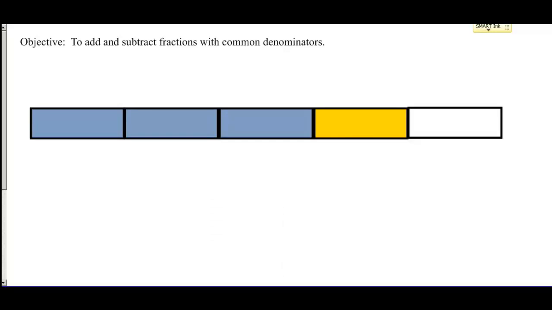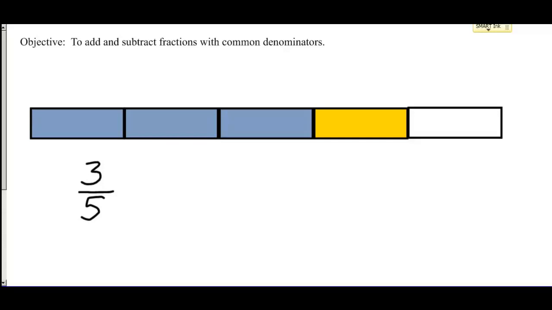How many total boxes do we have here? We have 1, 2, 3, 4, 5. So that number is going to become our denominator. 5. We have 5 total boxes. How many are shaded in blue? 1, 2, 3. So that fraction is 3/5 because 3 out of the 5 boxes are shaded blue.